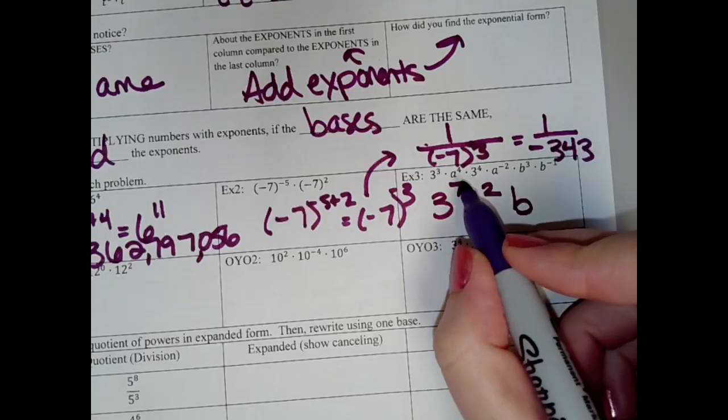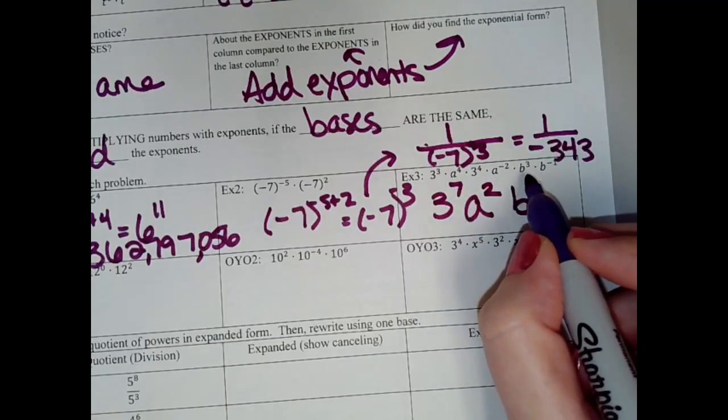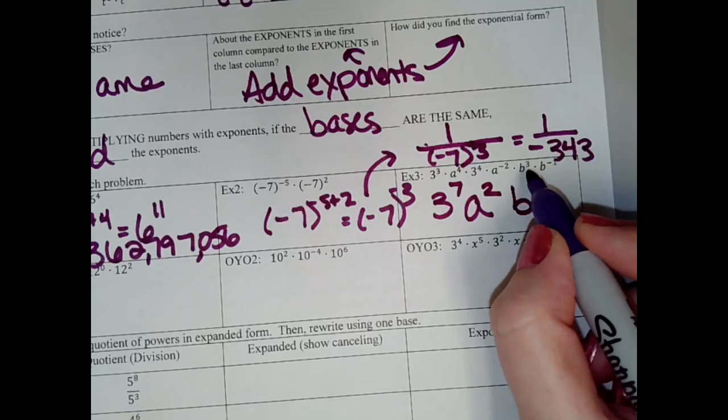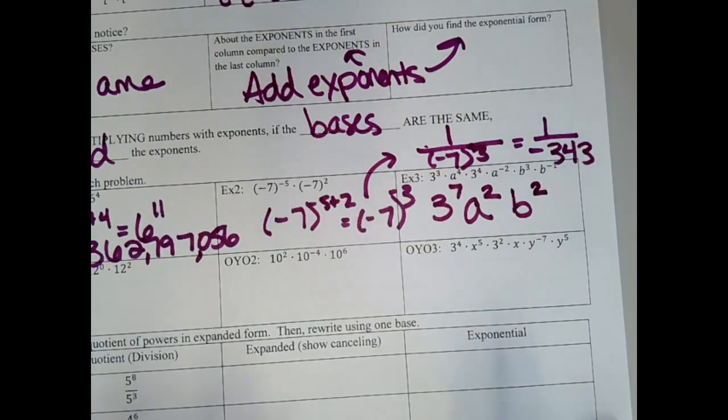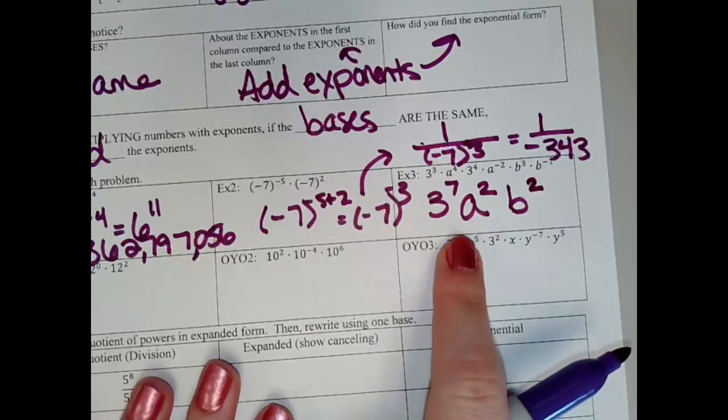Now I have b to the, let's see, a power of 3 and negative 1. So if I have 3 plus negative 1, that becomes 3 minus 1, or 2. Now this is not the most simplified answer.